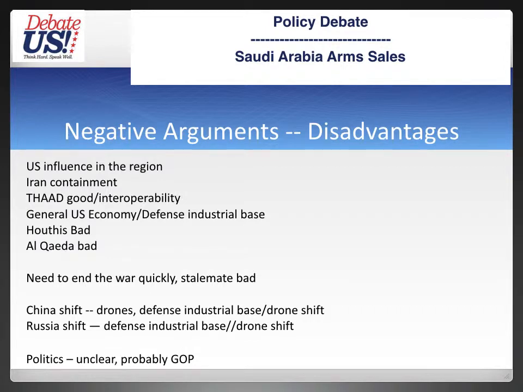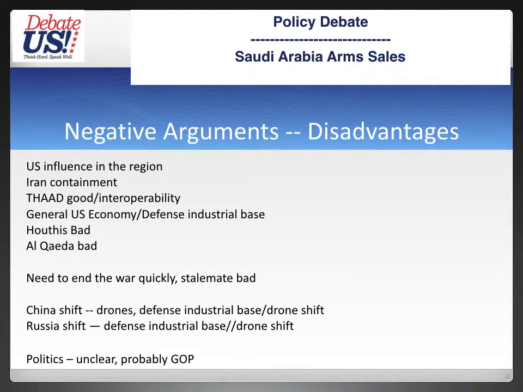You can say the Houthis are bad. That's that Houthi rebel group. We'll talk about more of this in the solvency arguments. There's good evidence that says that if the U.S. just kind of cut off Saudi Arabia and they couldn't fight the war, the Houthis would actually be more aggressive towards Saudi Arabia. You can also kind of argue that Al-Qaeda is bad. Like I said, maybe some of these weapons are getting diverted to Al-Qaeda or ISIS. You can argue that. You can argue it's bad to end the war quickly.